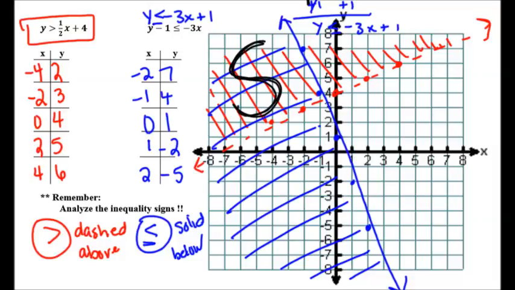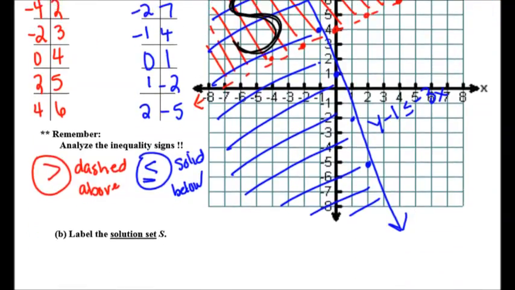The one thing that Miss Barley did not mention in the last example is we need to make sure that we label each of our lines with the original. So if I look at the red one, I'm going to put y is greater than 1/2 x plus 4. And then the blue one here, remember, go back to the original, y minus 1 is less than or equal to 3x. All right, we labeled it with an S because that stands for solution.